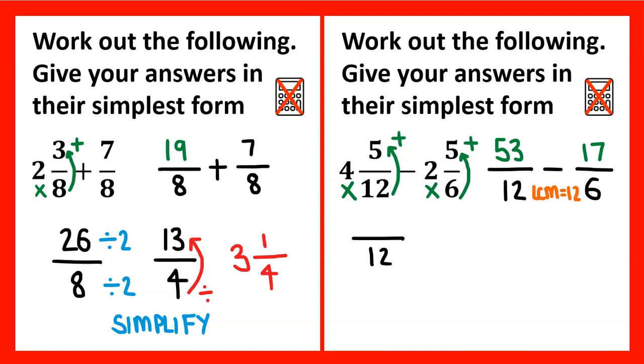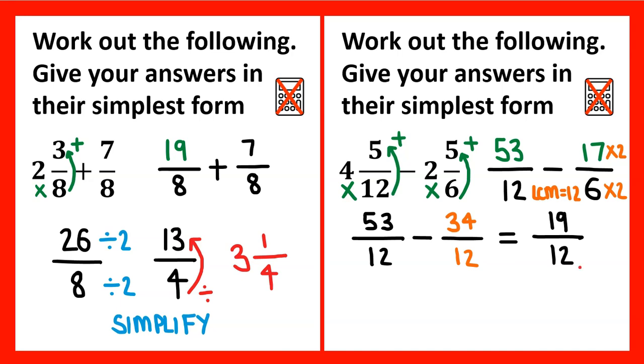The first fraction is already over 12, so we can keep this the same, 53 over 12. The second fraction has a denominator of 6. We can change this into 12 by multiplying by 2. We'll need to do the same to the numerator to keep this as an equivalent fraction, so taking away 34 over 12. Now that we have a common denominator, we can subtract the numerator 34 from 53, leaving us with 19 over 12.